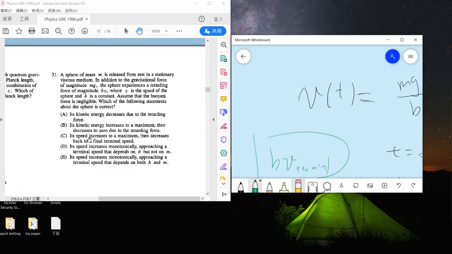So it asks about kinetic energy. Kinetic energy will not decrease, it will increase. And B is also not correct. C says that speed increases to a maximum, this is okay, but there's no decrease. D says that the terminal speed depends on b, not F. This is also not correct. The terminal speed is basically m g divided by b, so it depends on m, g, and b. So the answer is E.